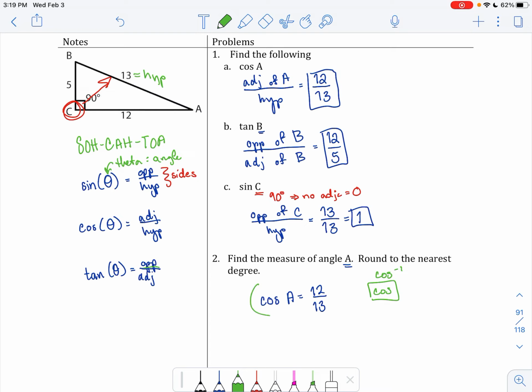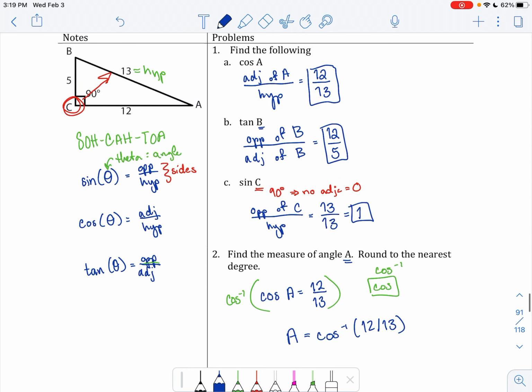They cancel out. When you take cosine inverse, the cosine and cosine inverse cancel out. So then A is equal to cosine inverse of 12 over 13 is what you'll enter into your calculator. And if you look at this picture here, it makes total sense that the answer should be about 22.6 degrees.